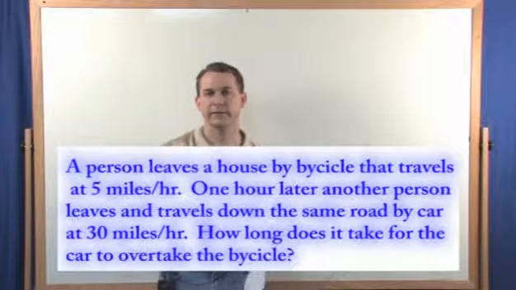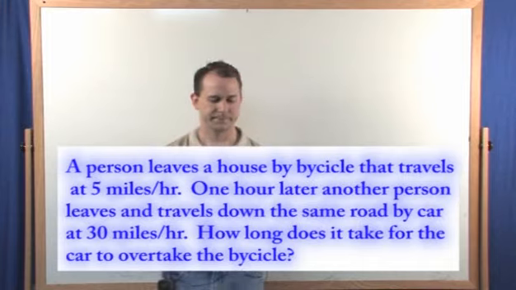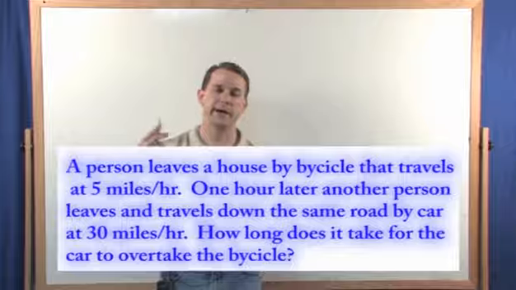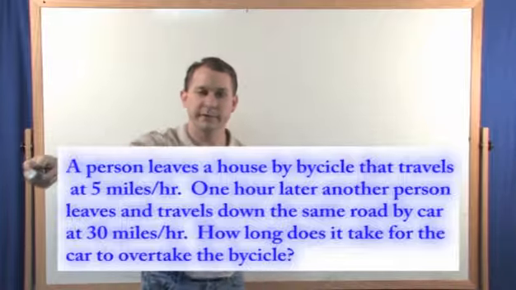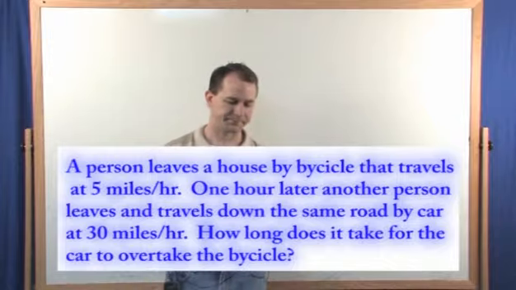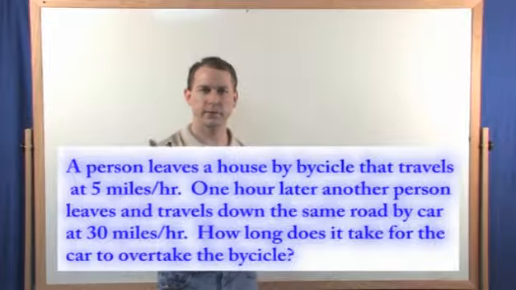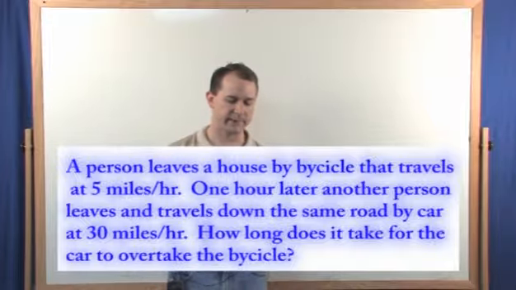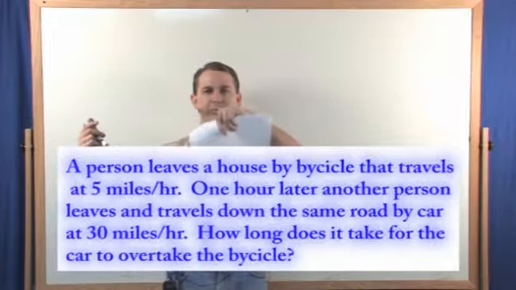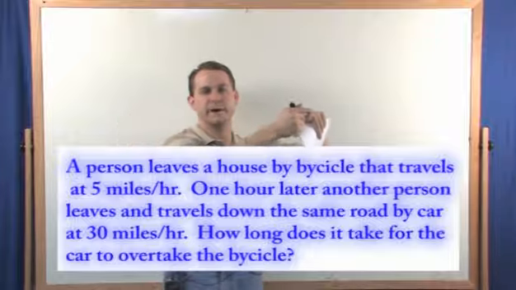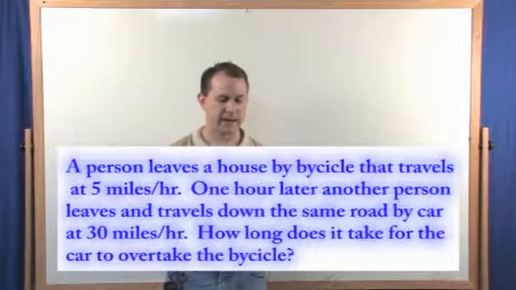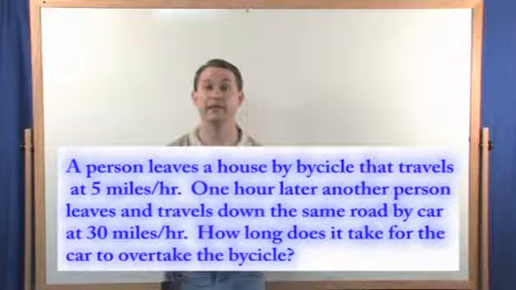So you have a house, somebody rides out on a bicycle, and to give you the speed here, it travels at 5 miles an hour. 1 hour goes by. So the bicycle travels some distance. 1 hour goes by. Then a car leaves, goes down the road at a much faster speed, 30 miles an hour. How long does it take for the car to catch up to the bicycle? Okay, that's what we're trying to do. How long does it take? How much time does it take?